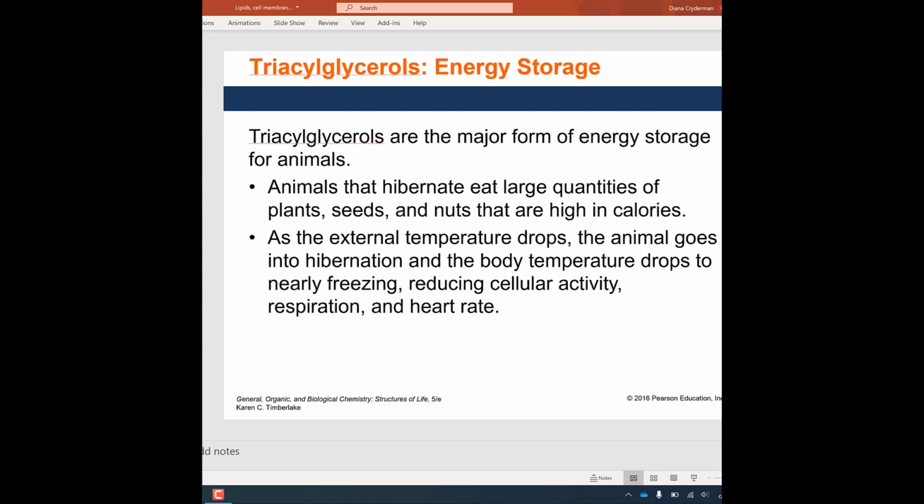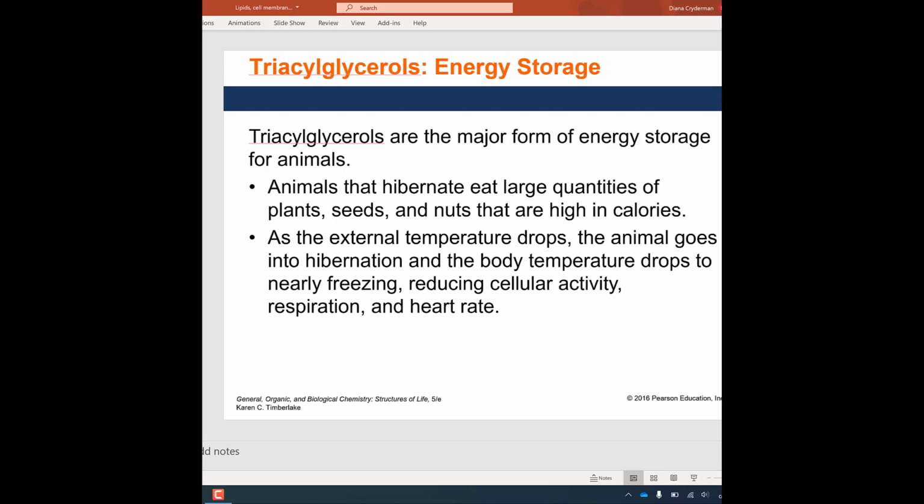So triglycerols are really the major form of energy storage for animals, especially animals that hibernate. They eat a lot of seeds, plants, nuts that are really high in calories. As the outside temperature drops, the animal goes into hibernation and the body temperature drops to nearly freezing. And so cellular activity, respiration, and heart rate decrease.